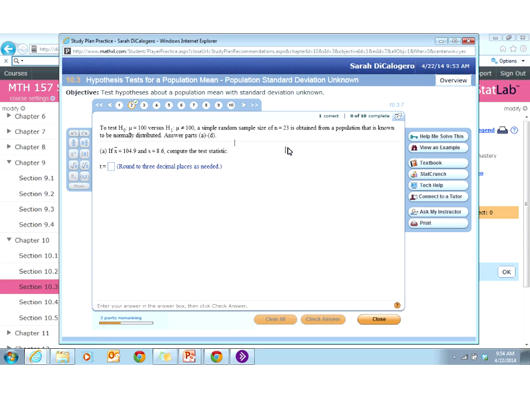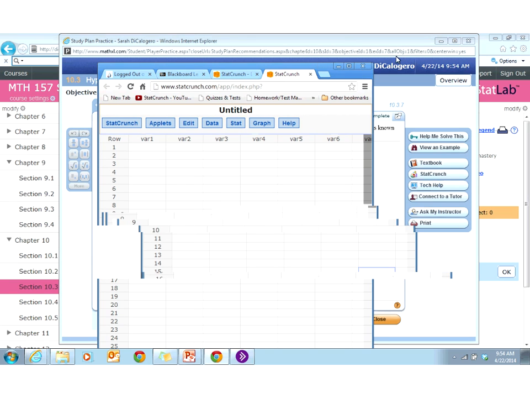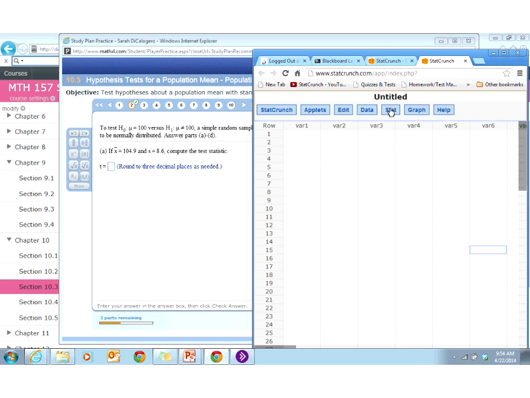We're going to test the hypothesis H0: mu is equal to 100 versus H1: mu is not equal to 100. We have a simple random sample of size 23 obtained from a population that is known to be normally distributed. So all our conditions are met. For some reason, StatCrunch is not opening, so we have to open this calculator.